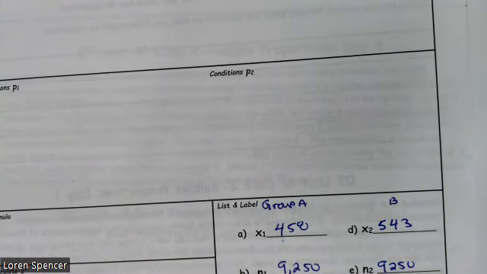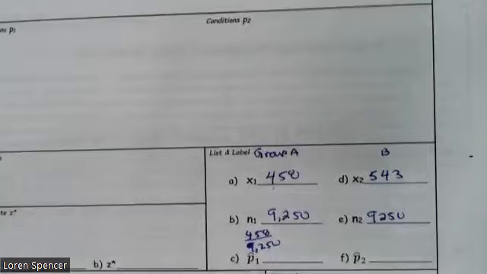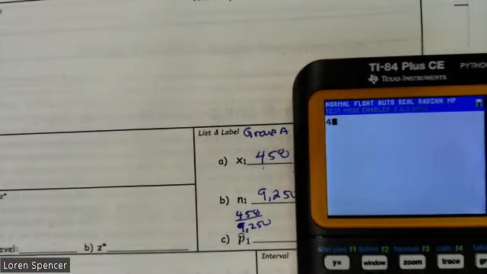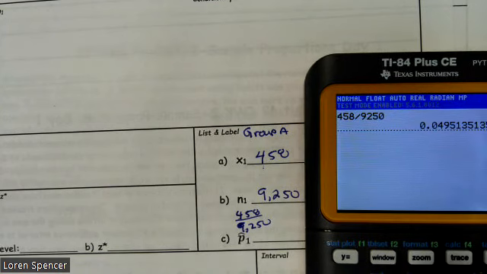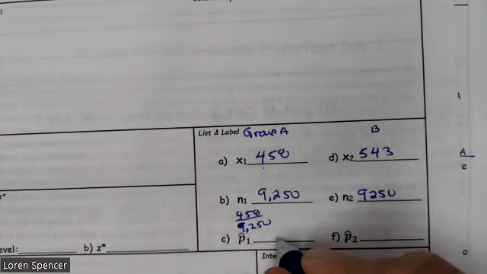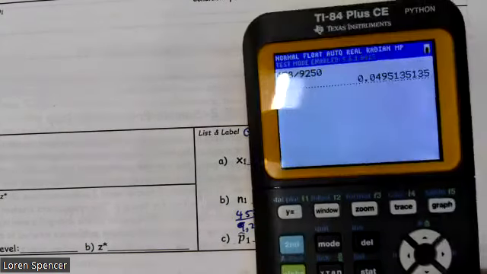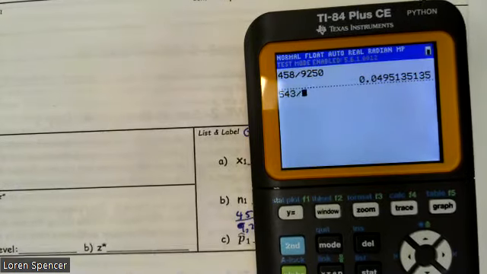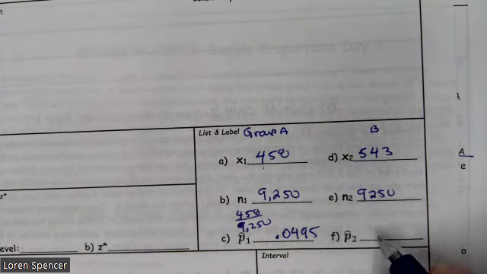From that, I can get my p hat. So this will be 458 divided by 9,250, and that gives me 0.0495. And here I have 543 also divided by 9,250, and I get 0.0587.